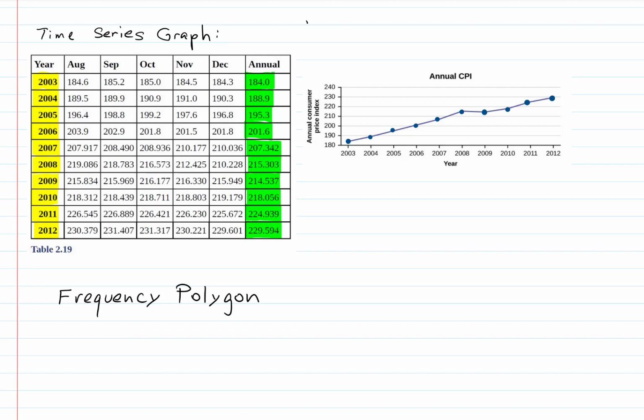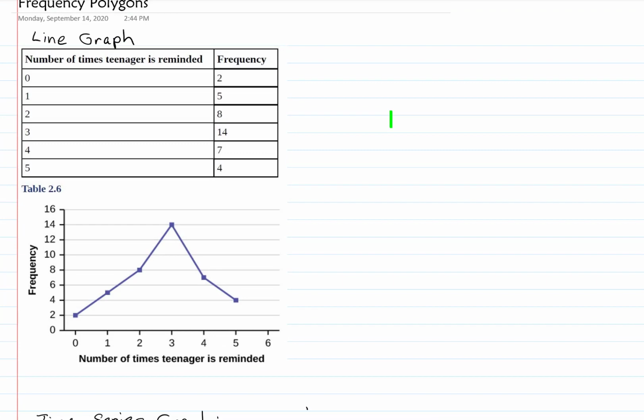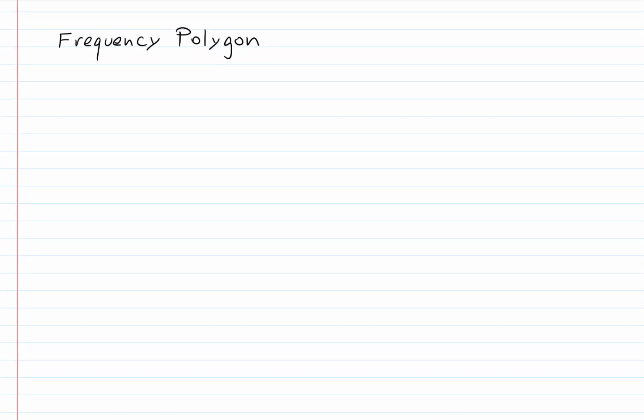You're going to see a very similar thing between a line graph and a frequency polygon. Okay? The difference being that a line graph is normally for categorical data, a frequency polygon is normally for continuous data. So it's very similar to the difference between a bar graph and a histogram. Bar graphs are for categorical data, histograms are for continuous data. Line graphs are usually for categorical data, frequency polygon is usually for continuous data.